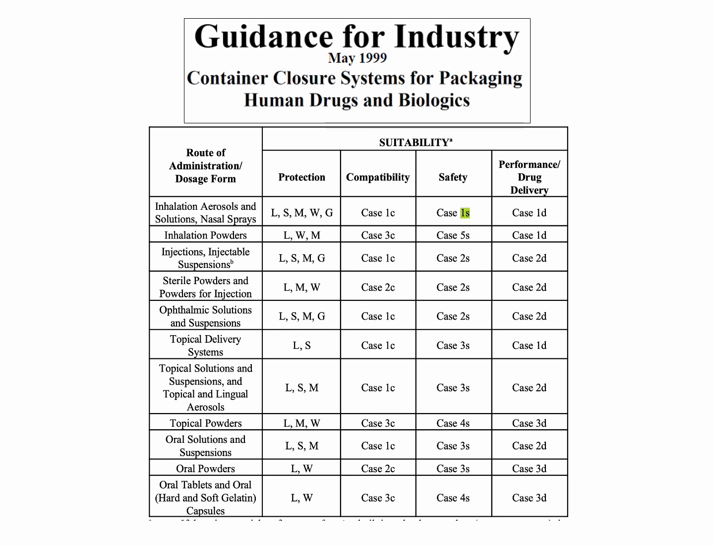Now here we can see overall what we have in the guidance for industry as of May 1999, container closure system for packaging human drugs and biologics. On the left side of the table, we have the route of administration and the dosage form, and then we look into testing for the suitability, where we have the next 4 columns: one related to the protection, then compatibility, safety, and then performance and drug delivery. This is a table that you will see in the guidance for industry.